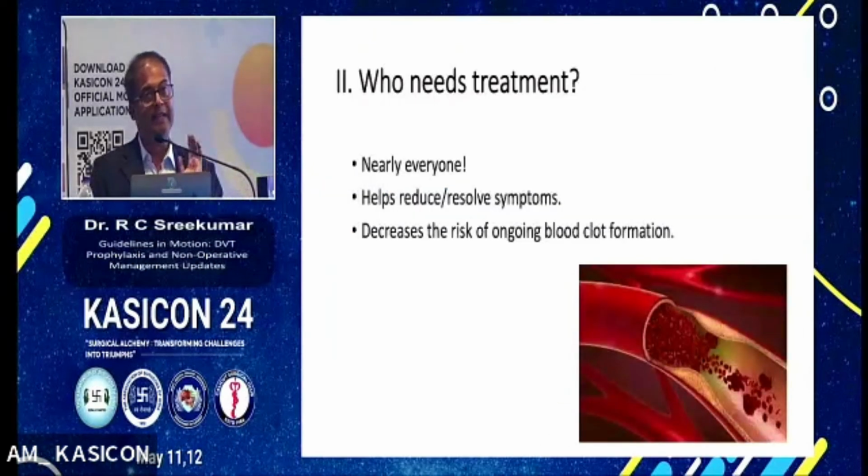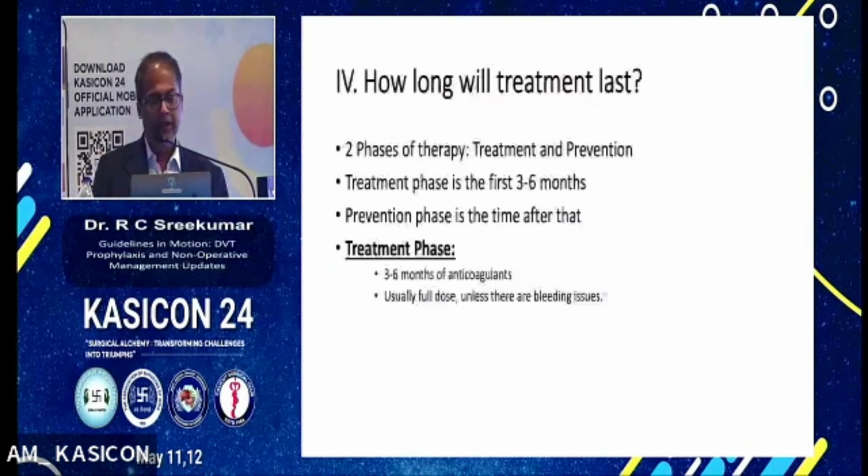All patients need treatment, especially if the thrombus is in a bony segment or is high volume. That will reduce the amount of thrombus, the amount of symptoms, and the amount of complications. How long? The treatment has 2 phases. One is an acute treatment phase. Second is a preventive phase.